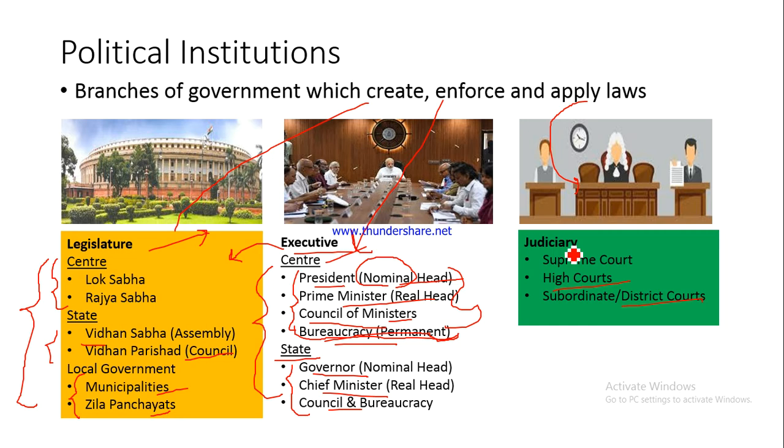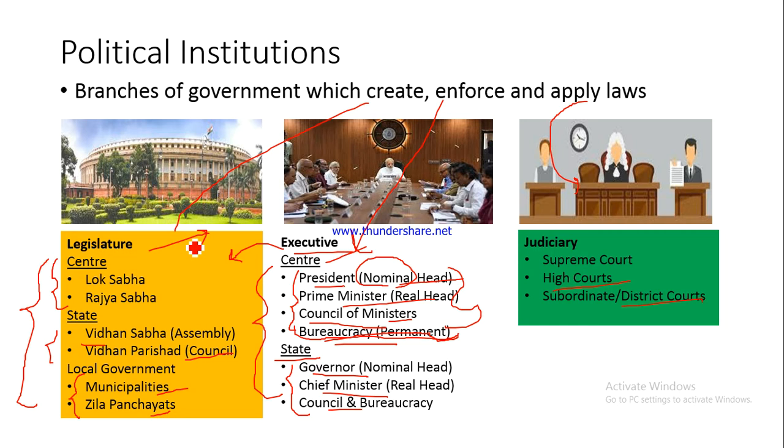Is this fine? So this is the job of the judiciary. Now please understand, for example, I'll take up the example of the budget. We have been discussing Union Budget 2020-21. So now is the time for us to understand the whole concept of political institutions using this particular example.